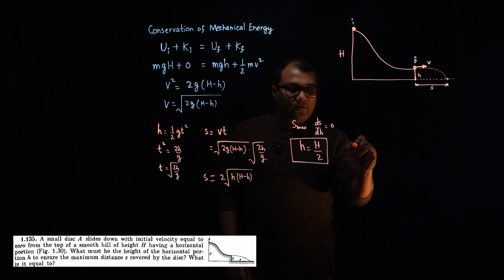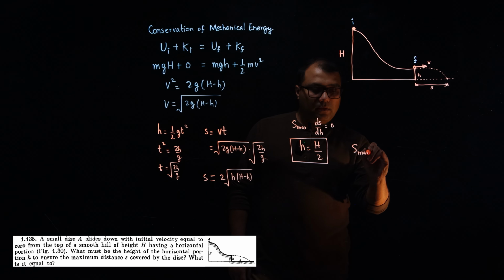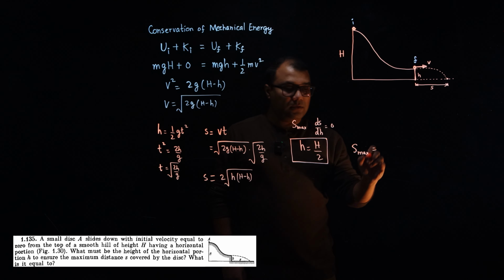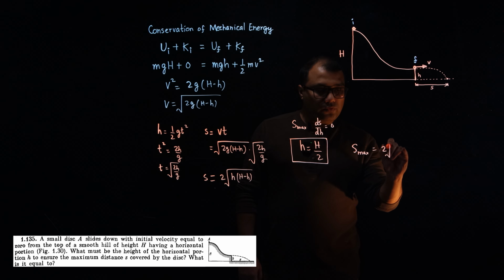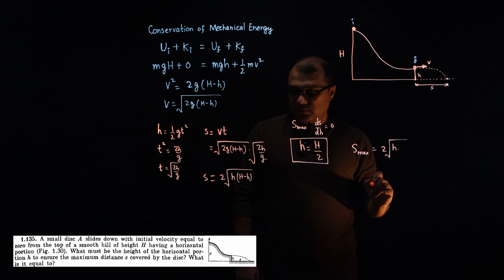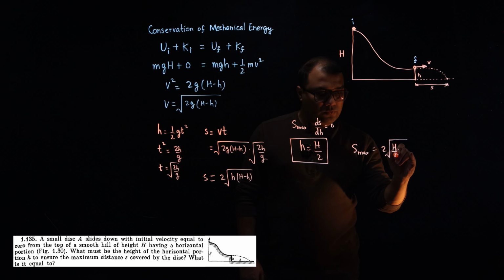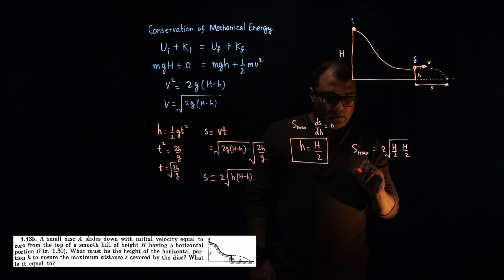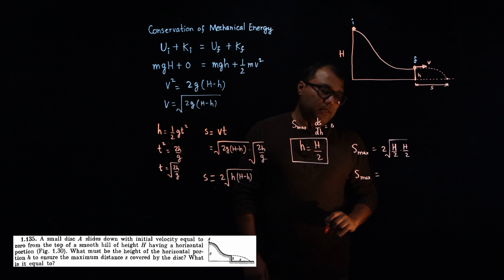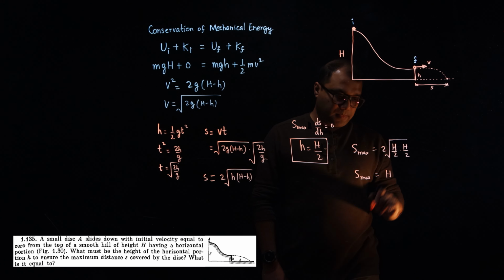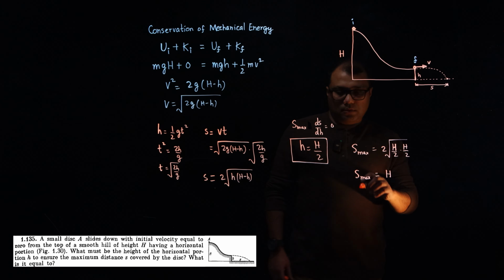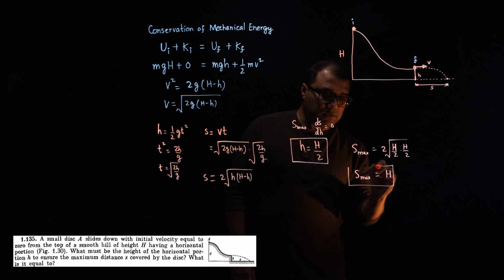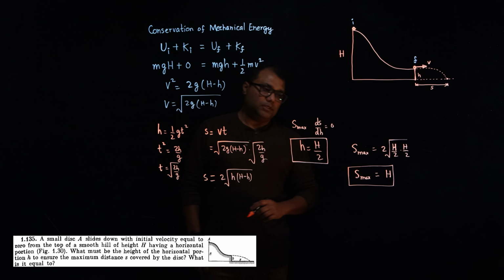And what is the value of S max? The value of S max will be 2 root of H by 2 times H by 2. So S max will be H. Okay, so this is our answer.